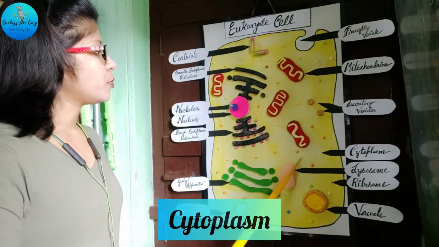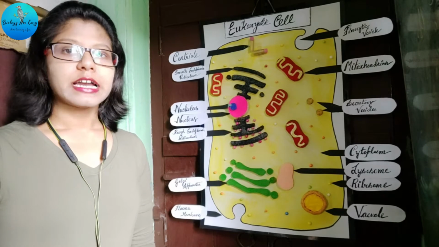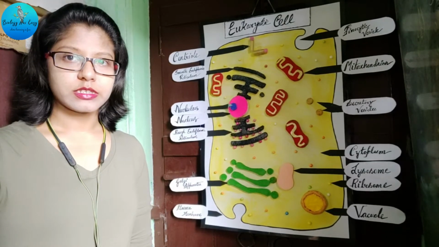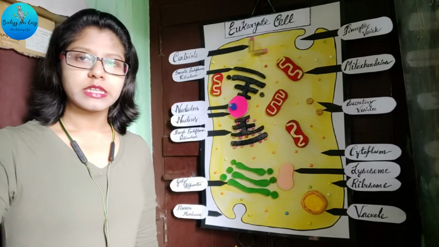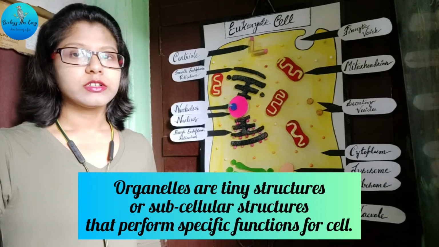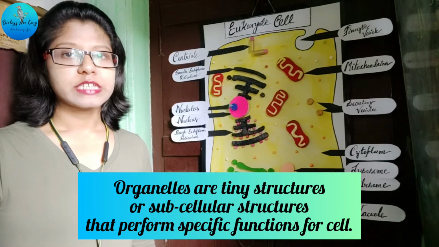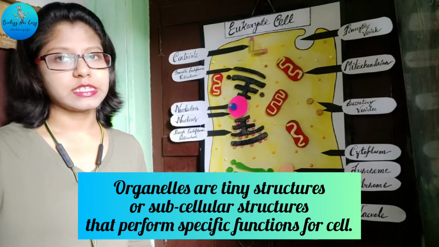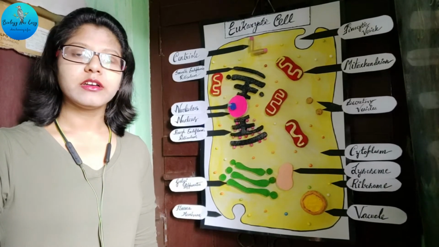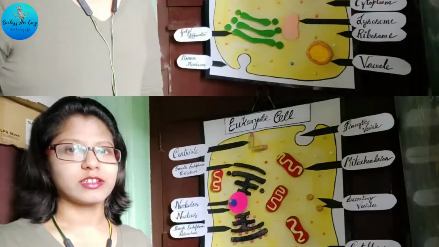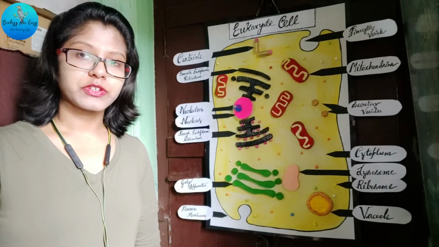Here, the yellow portion represents cytoplasm. It is the fluid content inside the plasma membrane. Cytoplasm contains many specialized organelles. Each of these organelles performs some specific function for the cell. You might be thinking, what are organelles? Organelles are tiny structures, or we can say these are subcellular substances which have some specific functions to perform for the cell. As the human body has different organs like heart, lung, liver, kidney, similarly cells have tiny structures called cell organelles.